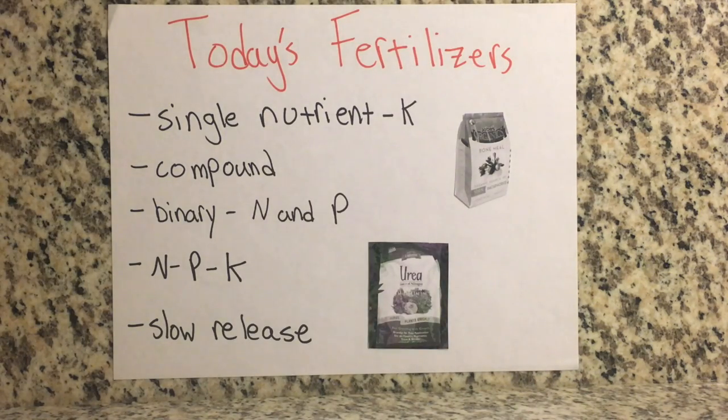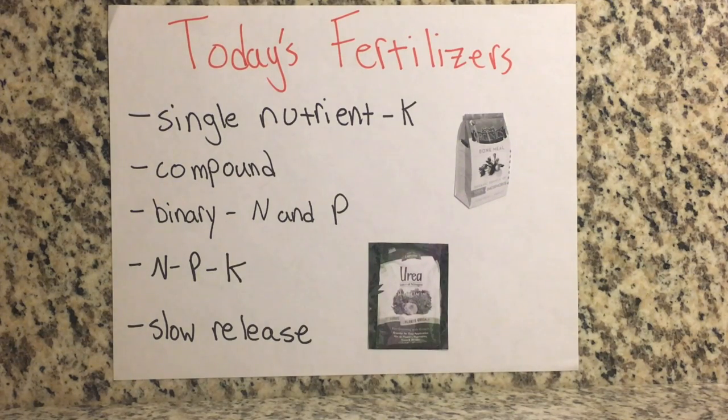So some of the types of fertilizers that we have today: there's pictured a bag of bone meal and a bag of urea, but we also have single nutrient, which is K. We have compound, binary with 2 components, which is nitrogen and phosphorus. We have NPK, which is nitrogen, phosphorus, potassium, which is the most common. We have slow release, and like I said, the modern day urea is by Espoma, and the modern day organic bone meal is by Job's Organics.